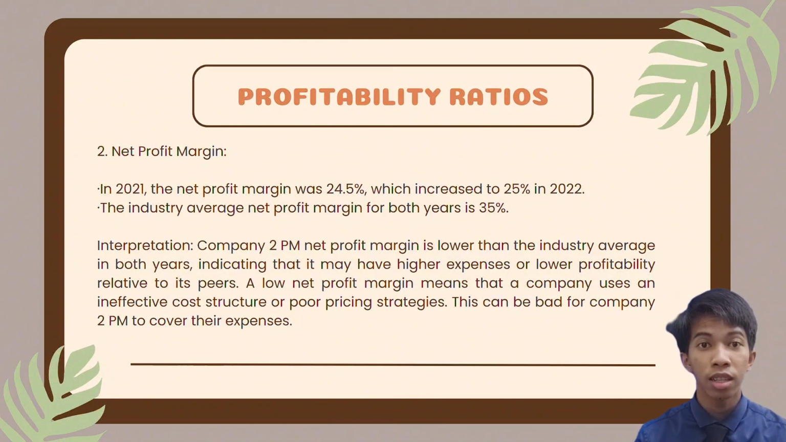As for the interpretation, company 2PM's net profit margin is lower than the industry average in both years, indicating that it may have higher expenses or lower profitability relative to its peers. A low net profit margin means that a company uses an ineffective cost structure or poor pricing strategies. This can be bad for company 2PM to cover its expenses.